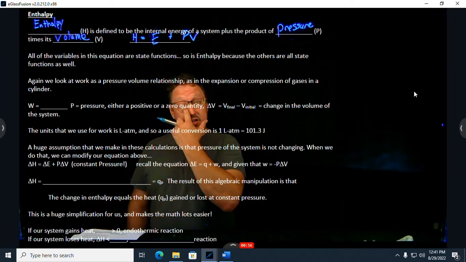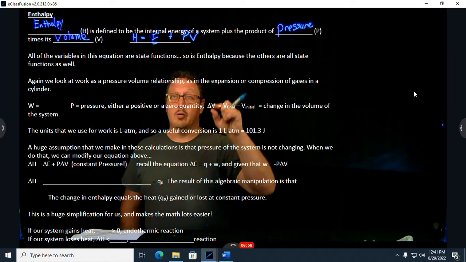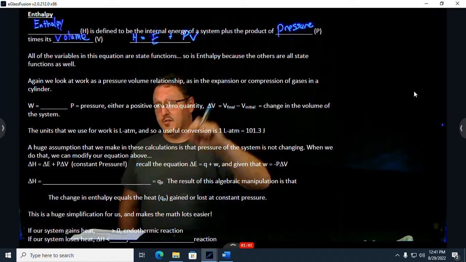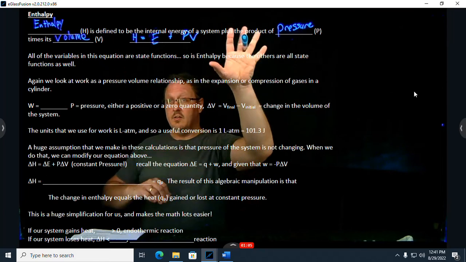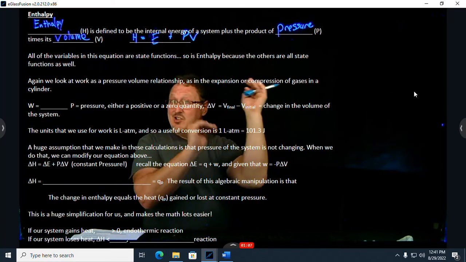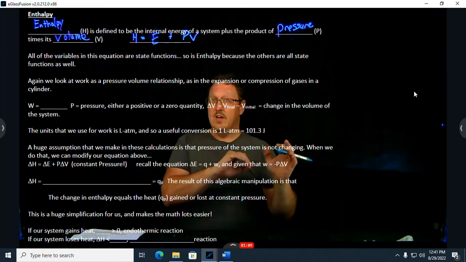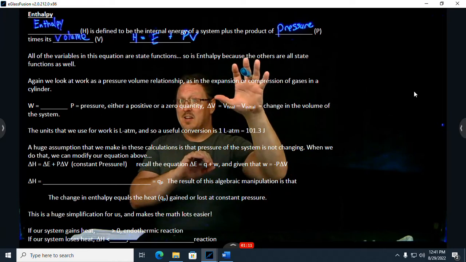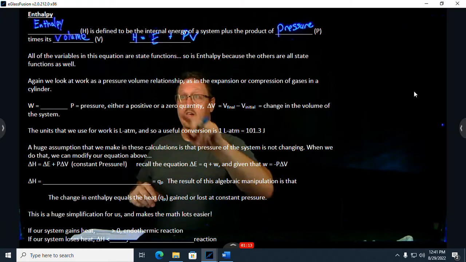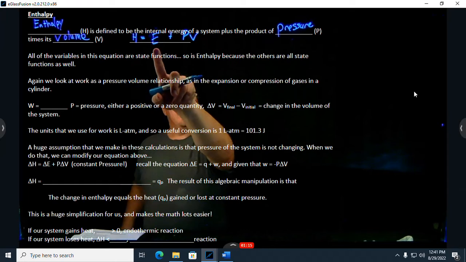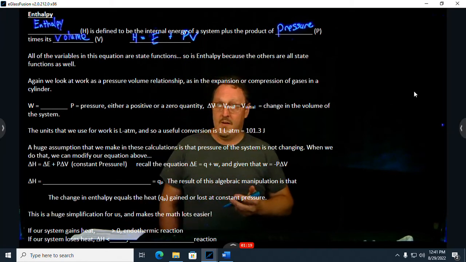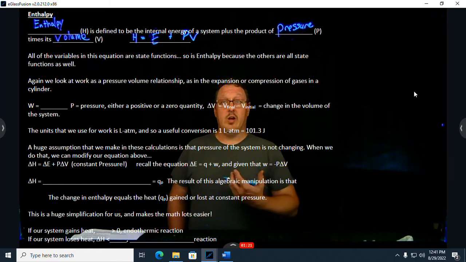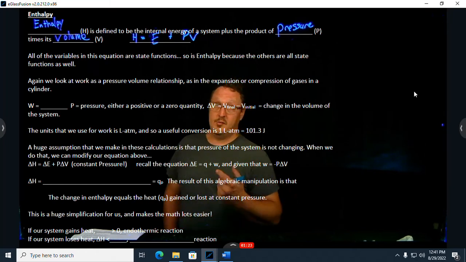Remember, a state function was the example we talked about going from Shawano to Madison by airplane versus going by car. All of these quantities, we don't care how they change, just that they change. We just want the final point minus the initial point. Enthalpy is a state function because energy is a state function, and pressure and volume are both state functions.